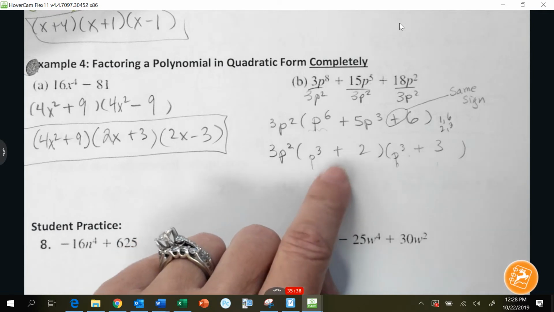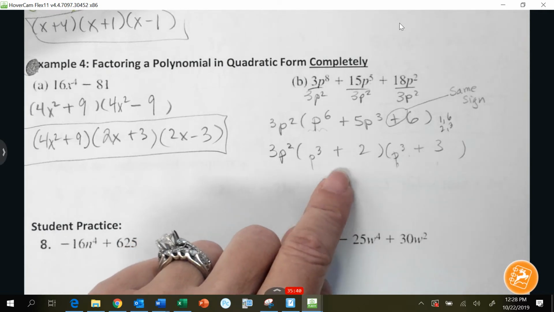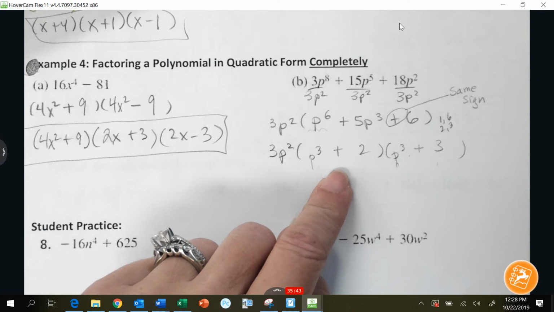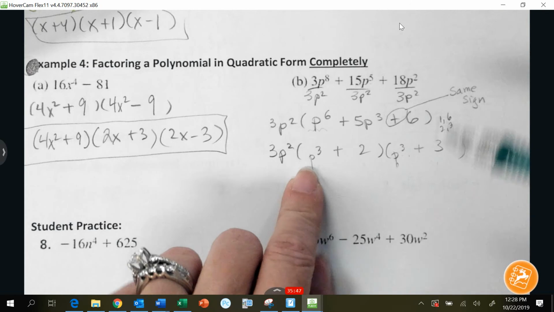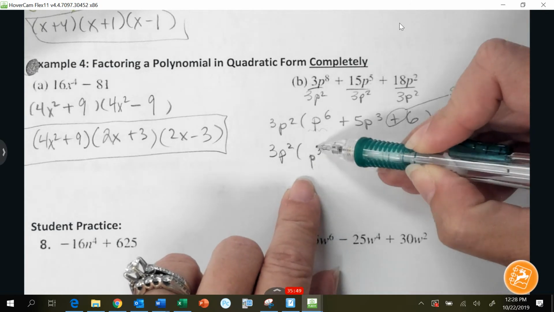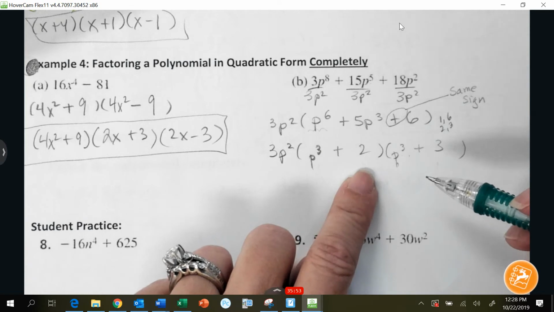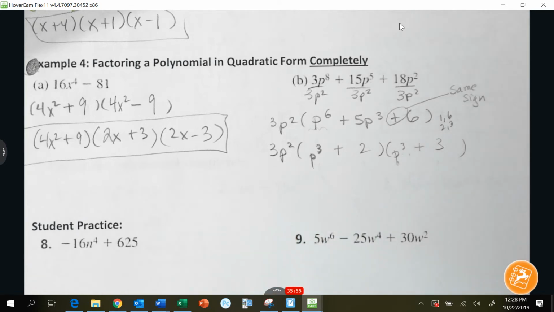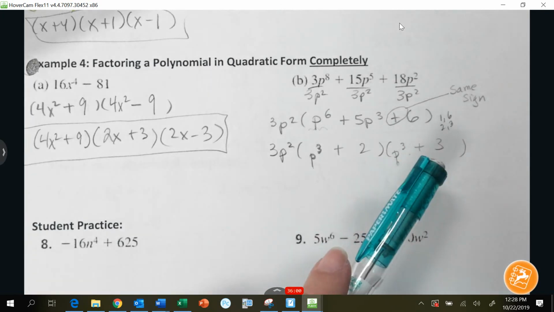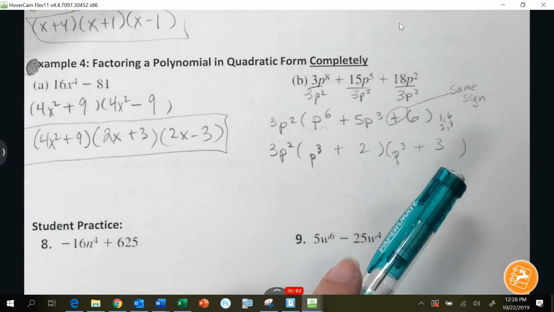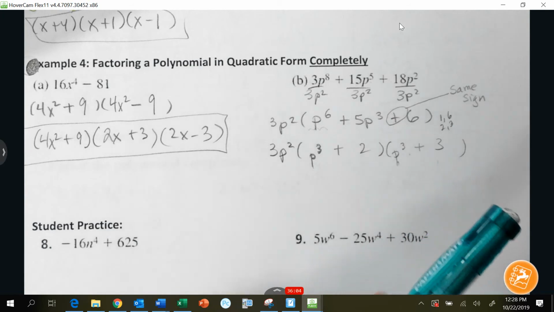Is this perfect cubes? Paige? Why not? I see p to the cube right here. P cubed. The 2 is not a cube. Right. Check it. And then what about the 3? Is that not a cube either? Is that not 1 times 1 times 1? No, it's not, right? Just checking.